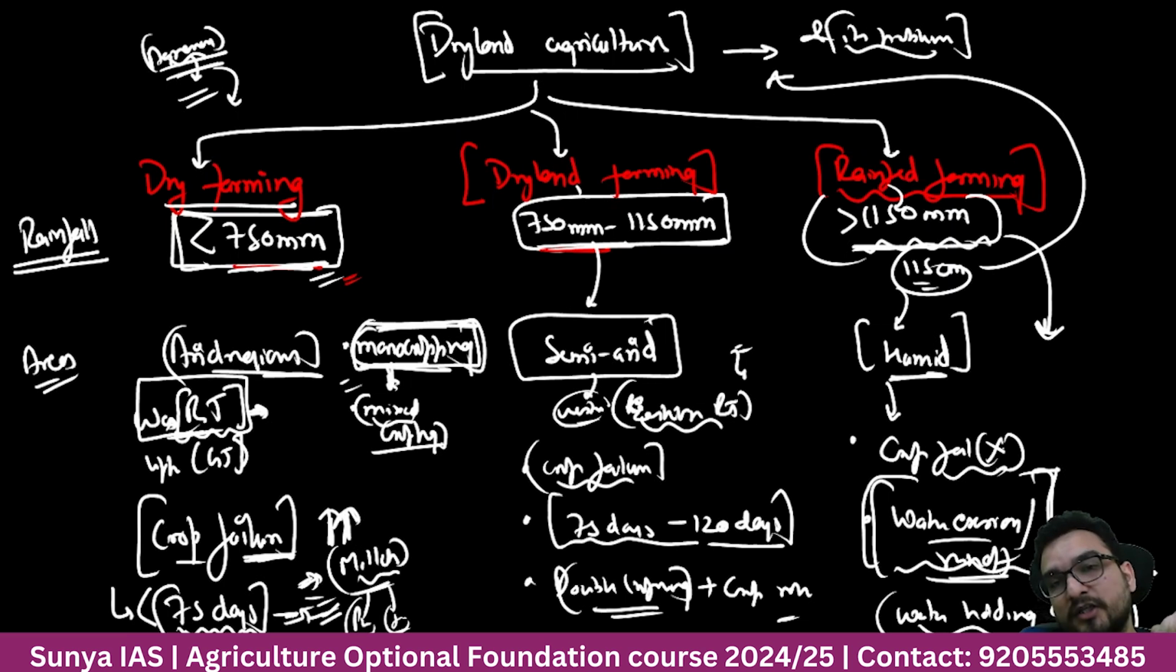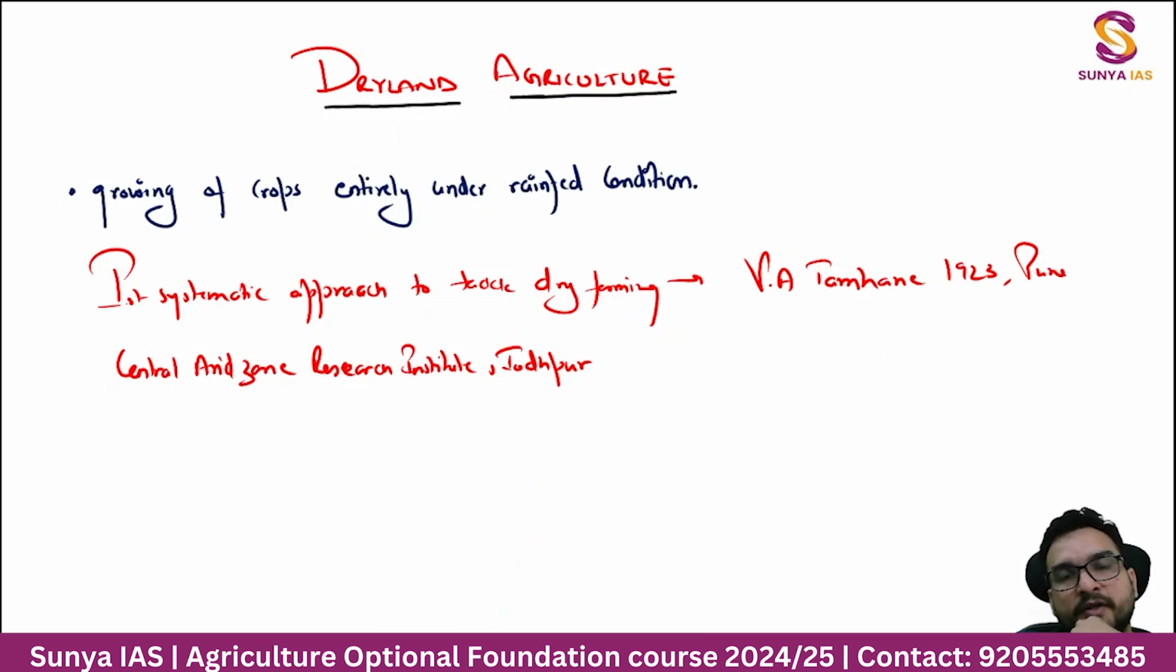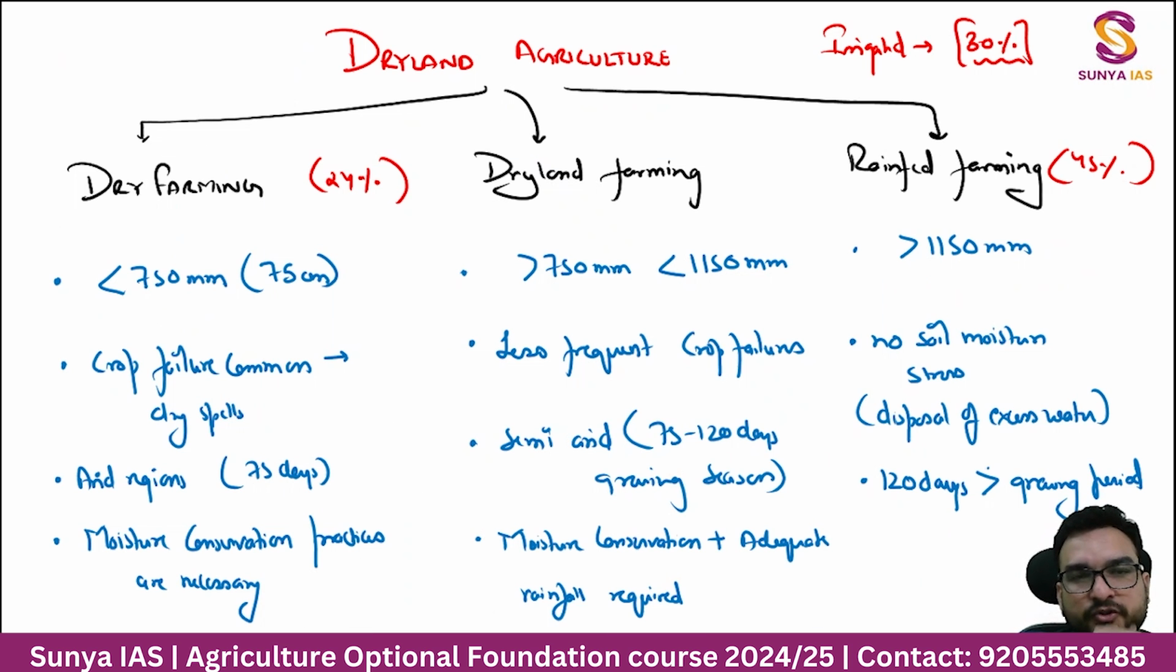I hope this much is understood: the basic difference between dry farming, dryland farming, and rain-fed farming. This much difference should be clear to you guys. Now we will move ahead and see other aspects. I have shown you this as it is in the PPT. Also, just pause the video and note the points I have told you right now.